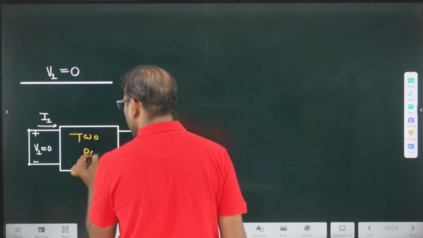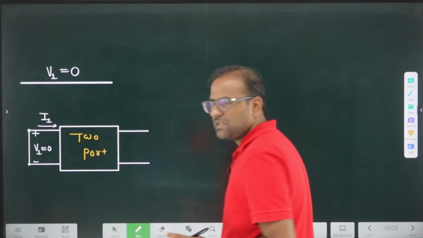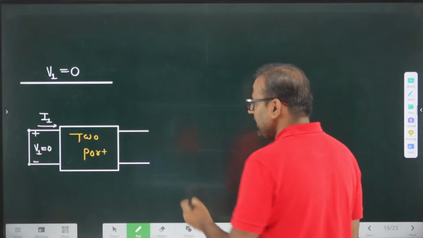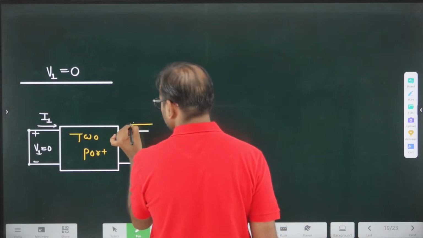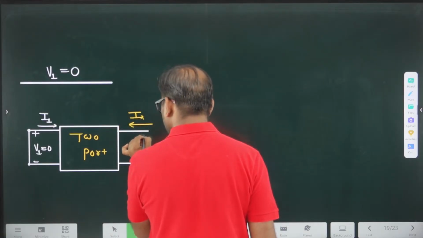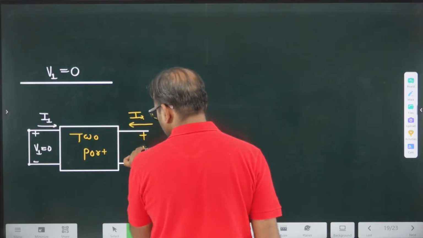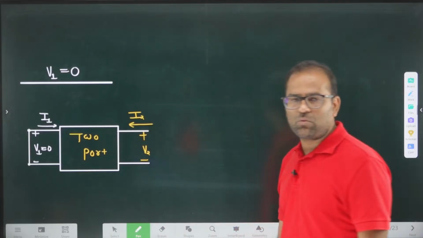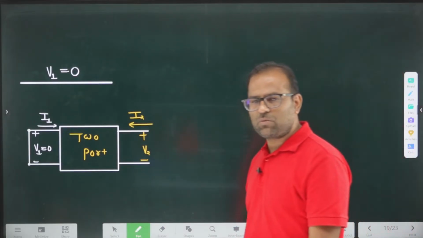और एक ही 2 पोर्ट के लिए आप कितने भी पैरामीटर लिख सकते हैं, there is no restriction. This value is V2, this value is I2 and this value is V2. How many parameters you can calculate now? अब आप कितने पैरामीटर्स कैलकुलेट कर सकते हैं?